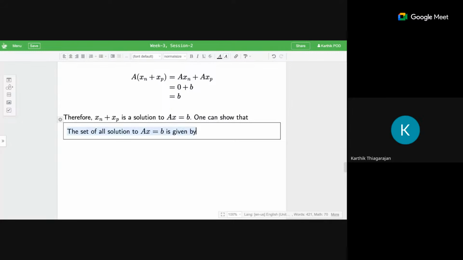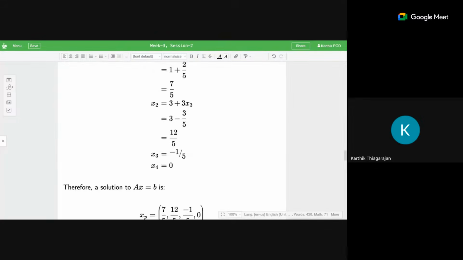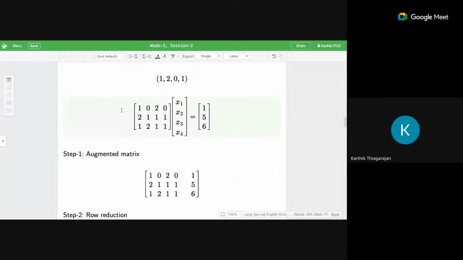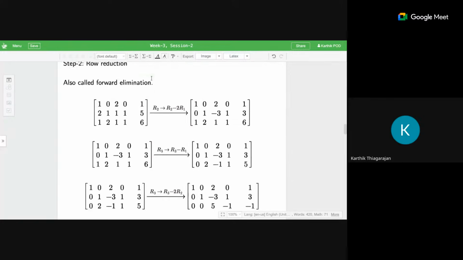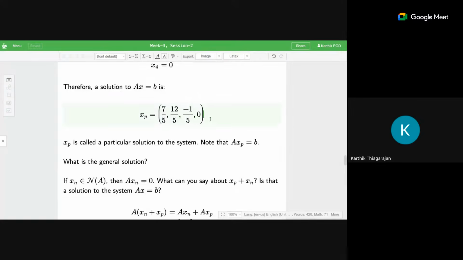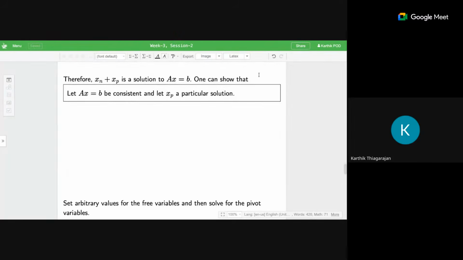okay, I'll put it this way. Let AX equal to B be consistent, right? And let XP be a particular solution. Like the case here, right? So this is AX equal to B. It is consistent, and one such solution was, say, 1, 2, 0, 1, or another one that we found out here, which was 7 by 5, 12 by 5. So this is a particular solution. So you have to assume that this is there.